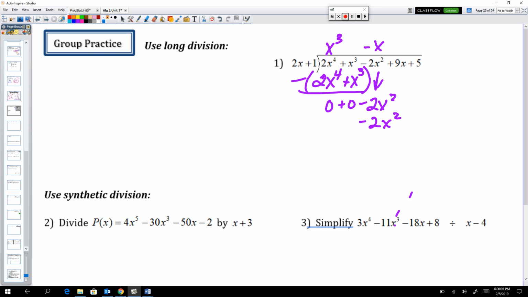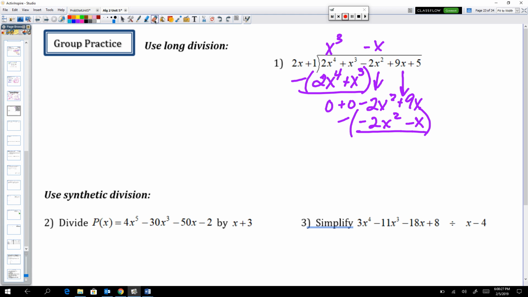And when you have that ready to go, make sure that negative x is multiplied by the 1 as well, and subtract that from the top. So on and so forth. When you finish this out, your answer ends up being x cubed minus x plus 5.